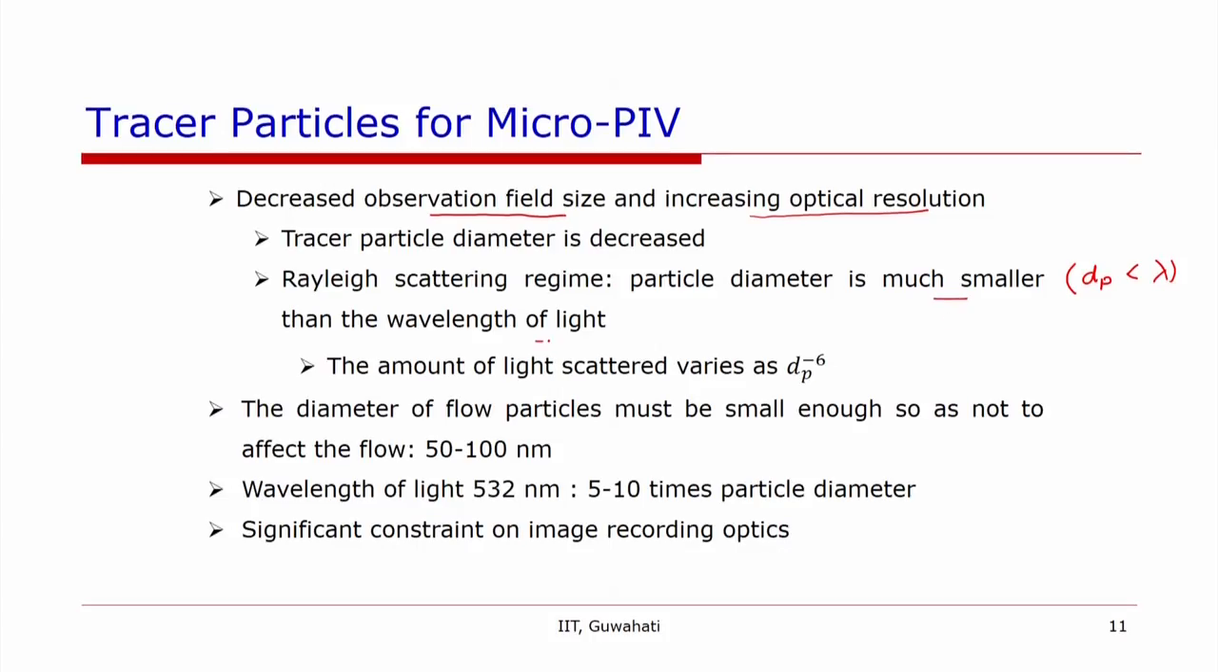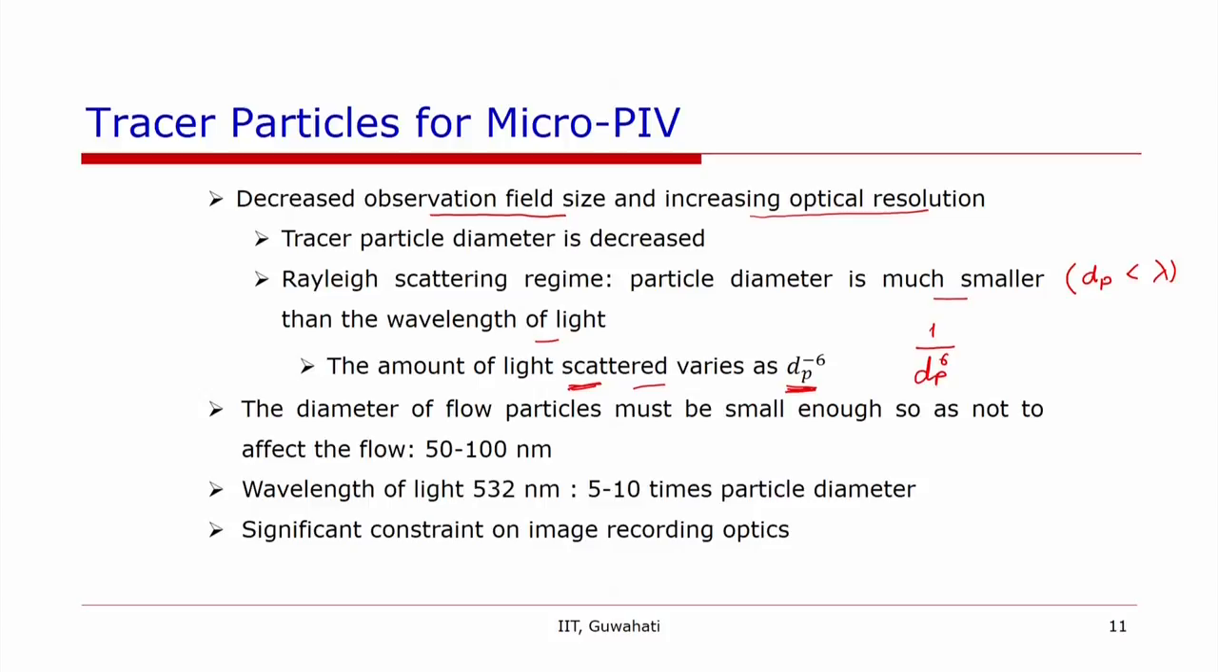So, in such a case, the particle diameter is smaller than the wavelength of the light, and the scattered light varies as dP raised to the power minus 6. So, the scattered light is 1 over dP to the power 6. So, the Rayleigh scattering criteria requires the particle diameter to be as small as possible, which is opposite to the Mie scattering criteria when we were considering particle sizes greater than the wavelength of the incident light.